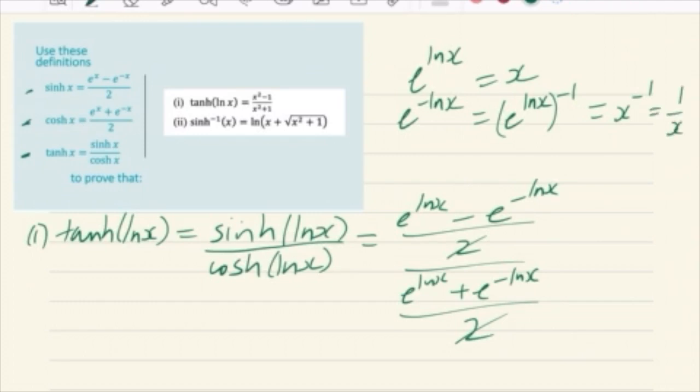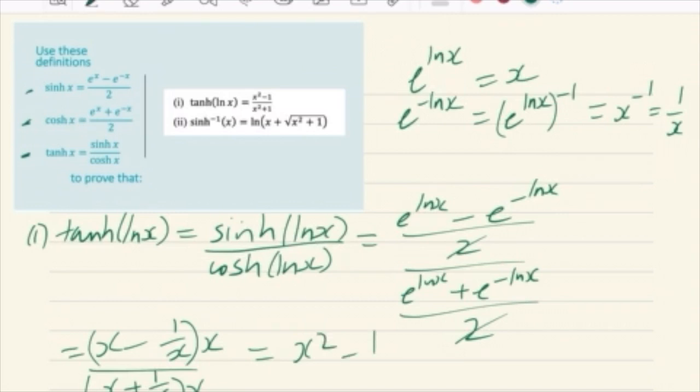Cool, so we'll sub all of that in. We get x minus 1 over x all over x plus 1 over x. Okay, and then to simplify that, we'll times top and bottom by x. Okay. X squared minus 1 over x squared plus 1, which is what we wanted. Cool, so that's the first one done.